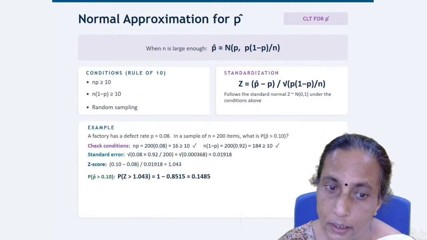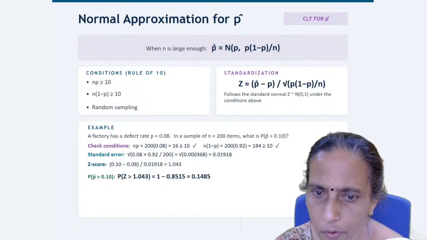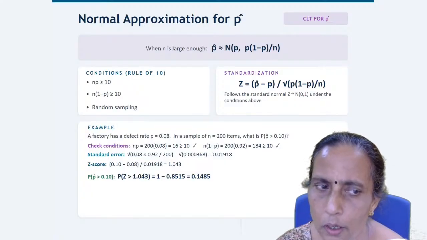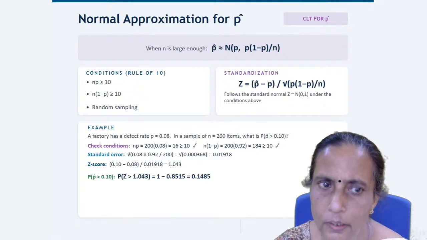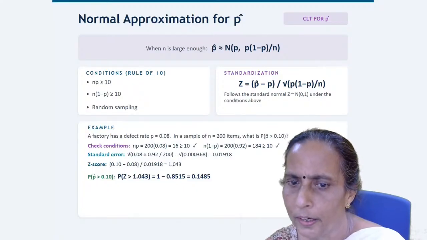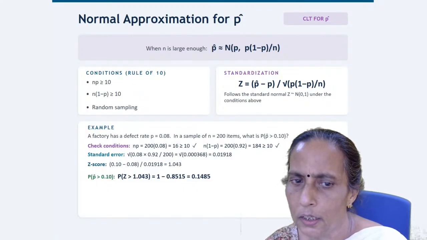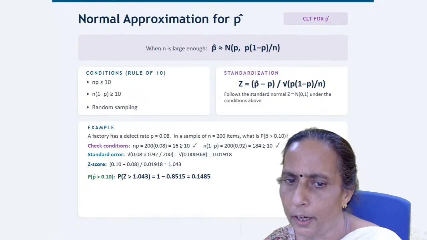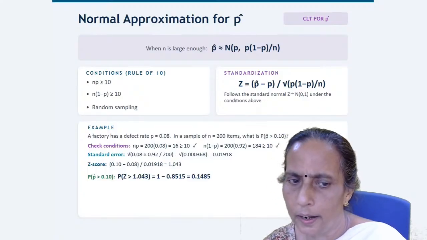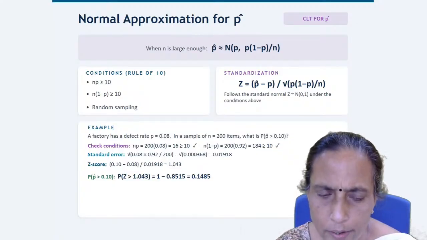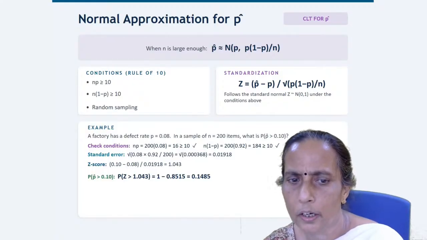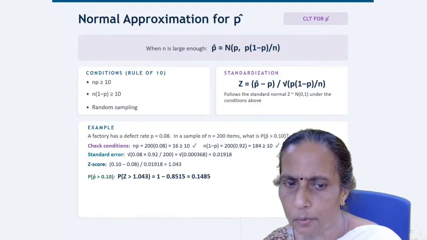So first of all, check the condition, that is np = 200 × 0.08, which is equal to 16, okay, which is greater than 10. So n(1 − p) = 200 × (1 − 0.08), that is 0.92, which is equal to 184, which is also greater than 10. And the sample that we have taken is a random sample only. The standard error over here is the square root of 0.08 × 0.92 / 200, which is equal to this much.